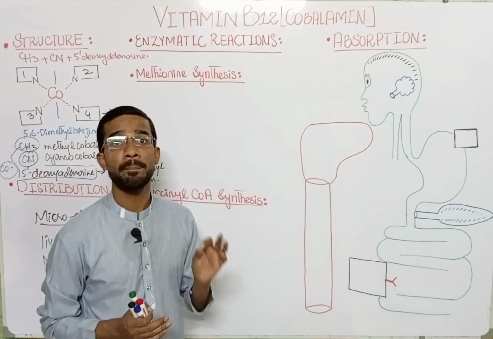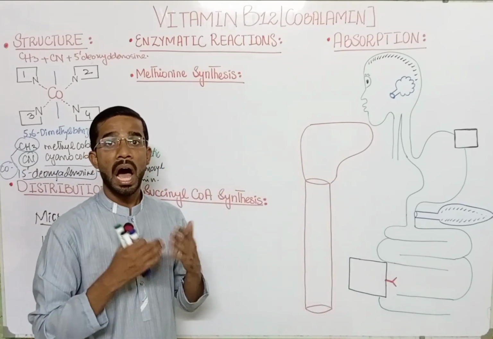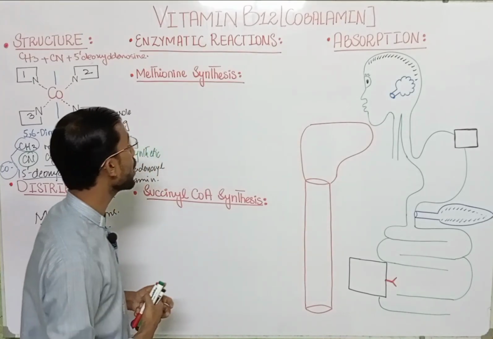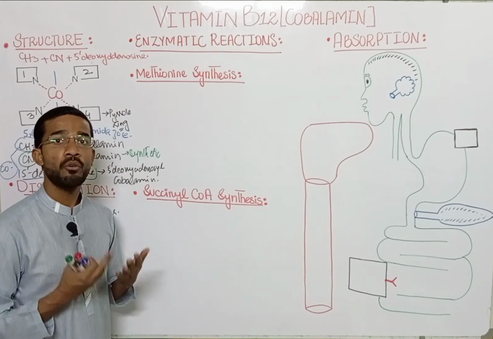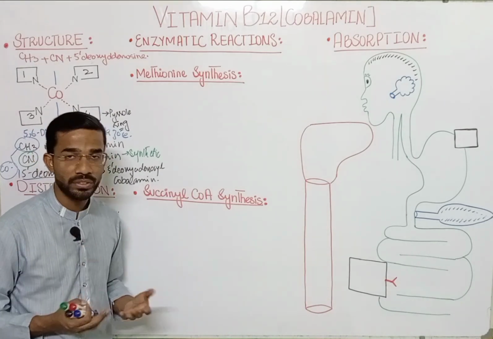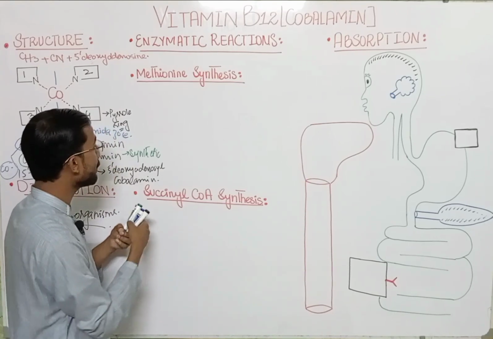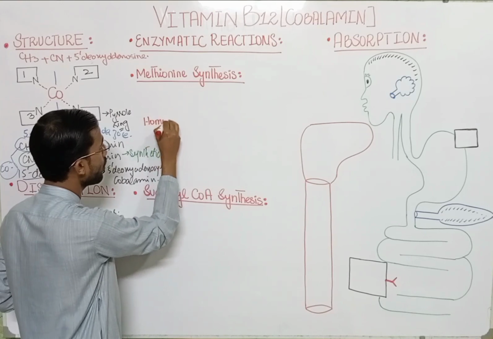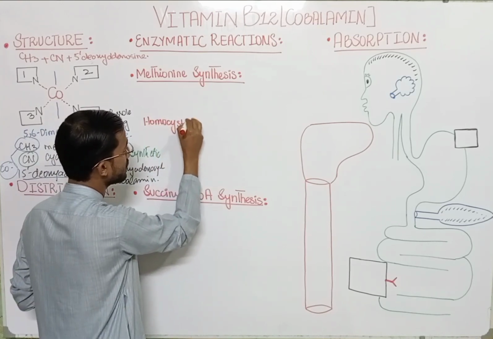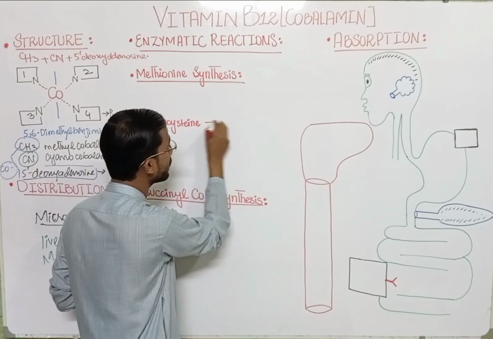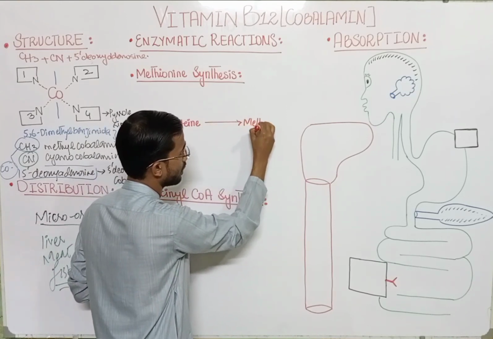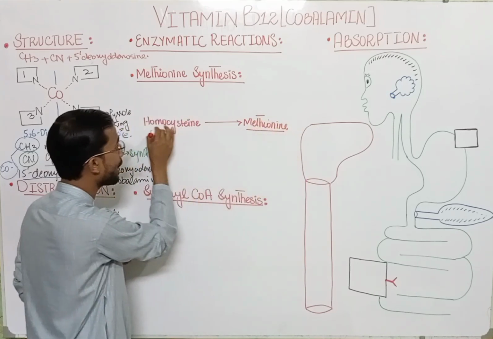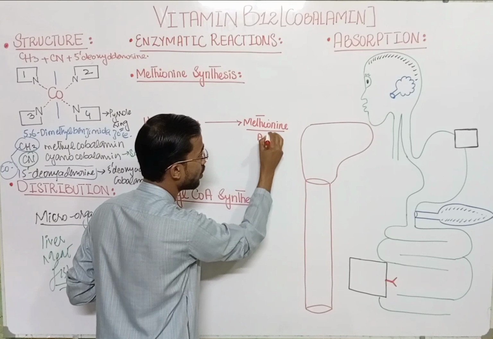Next we will discuss the important reactions of cobalamin, how cobalamin is involved in the conversion of different substances. First of all, we will discuss how methionine is formed with the help of cobalamin. Homocysteine is converted into methionine. This is the important point, and methionine is an amino acid.